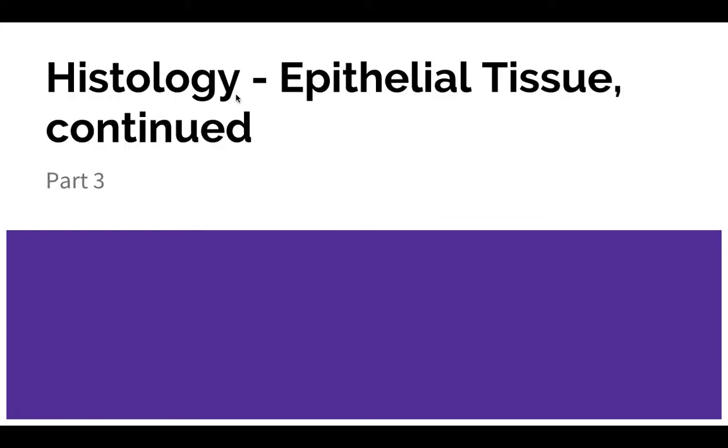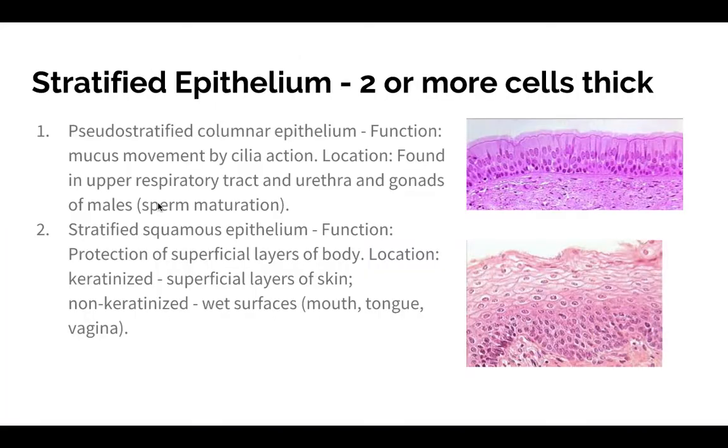As said, this is the second part or the continued part for epithelial tissue, and this is part 3 of our notes for histology. So we're starting with stratified epithelium. If you remember the last time, we talked about the simple epithelial types of tissue. Stratified, remember, is when you have multiple layers of cells stacked up on each other. So stratified epithelium is when there are 2 or more cells thick.